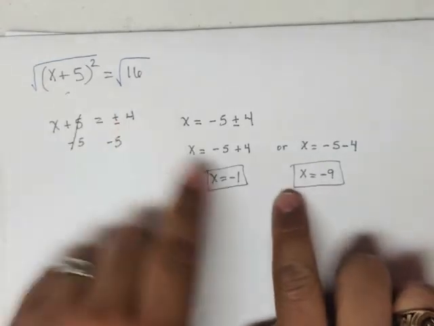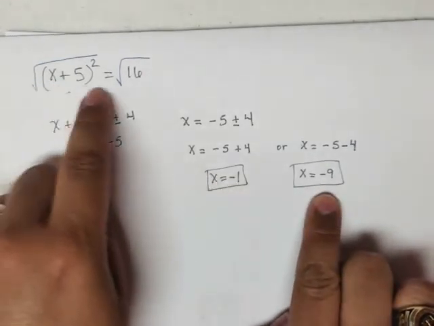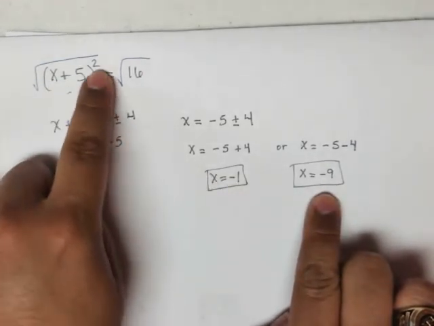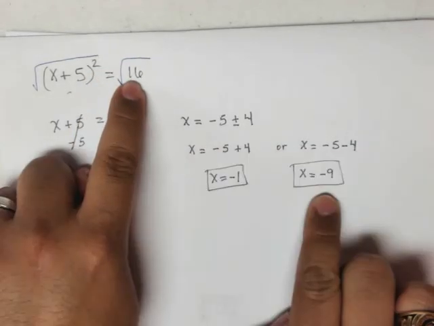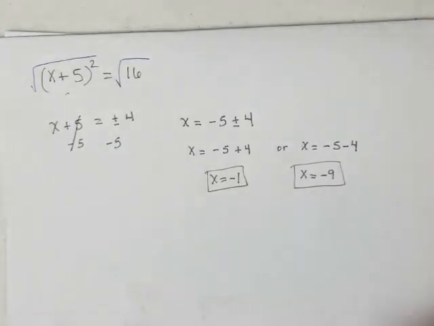And again, if you plug in -1 or you plug in -9 and then you square it, well, guess what it should equal? You got that right. It should equal 16. So that's a way to check your work, and this is how we would solve this quadratic equation using the square root property.